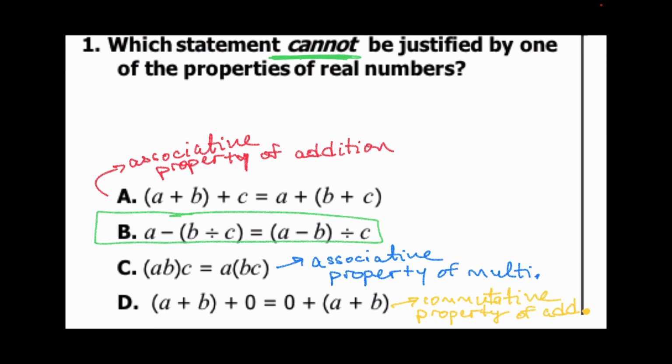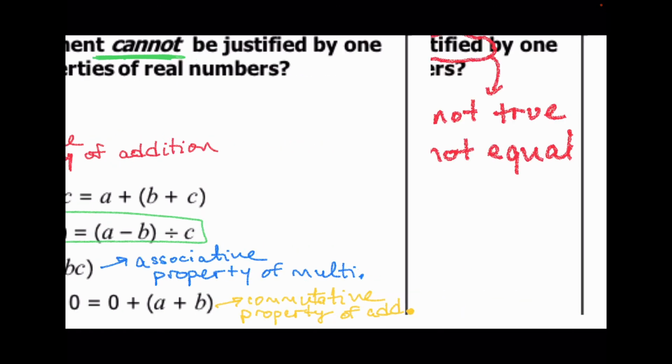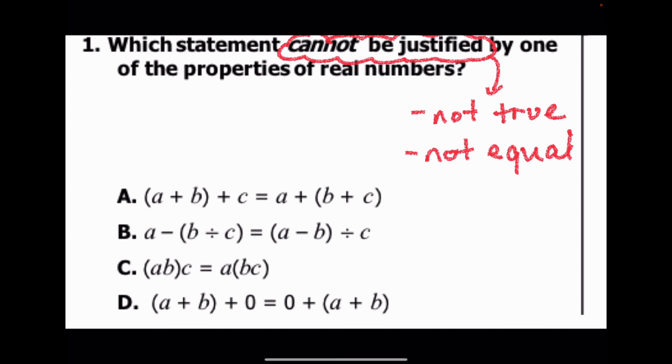Okay, because A is the associative property of addition, C is the associative property of multiplication, and D is the commutative property of addition. Now, some of you may be asking yourself, what if I don't remember my properties? There's another thing you could focus on, which is in the first half of the statement. It says, which statement cannot be justified? If we focus on just that phrase, cannot be justified, in math, that means that it's not true. Or in other words, the 2 sides are not equal to one another.